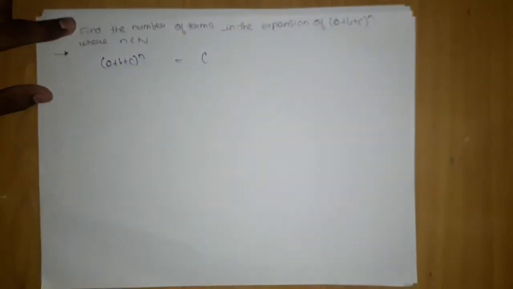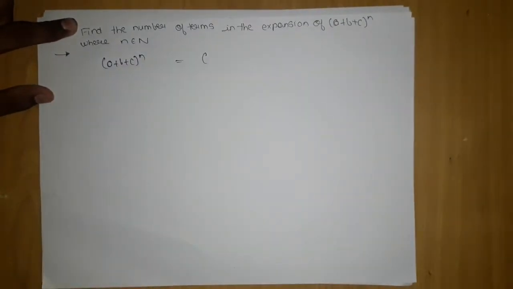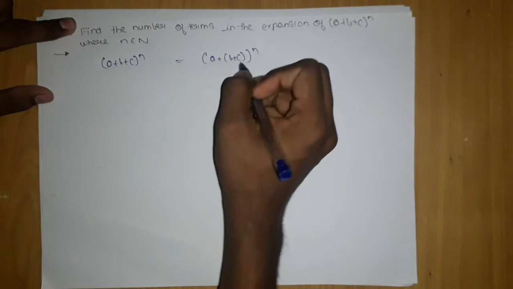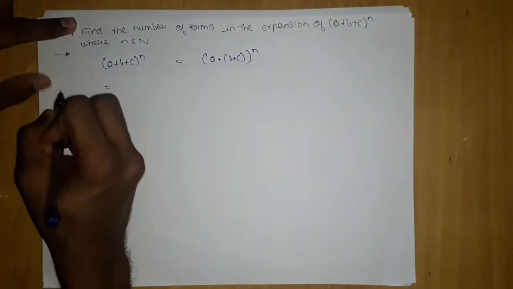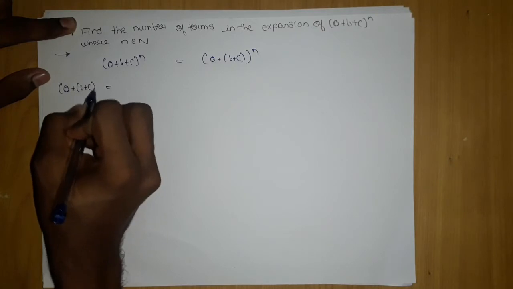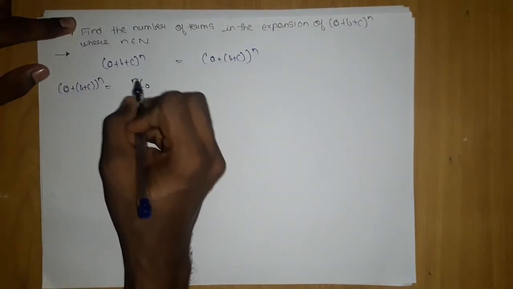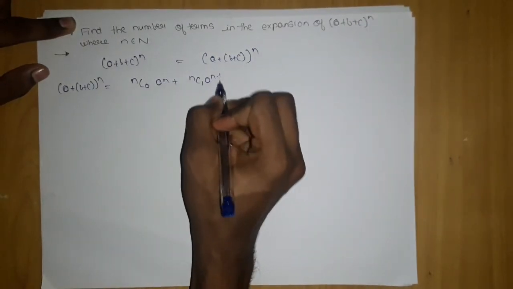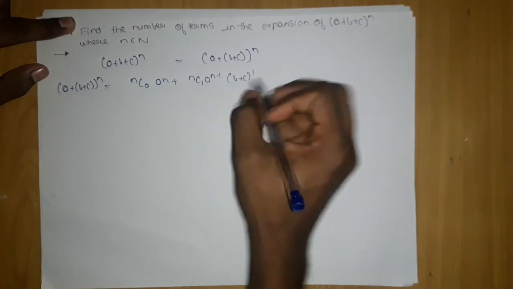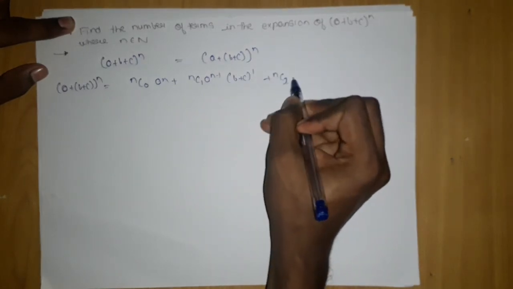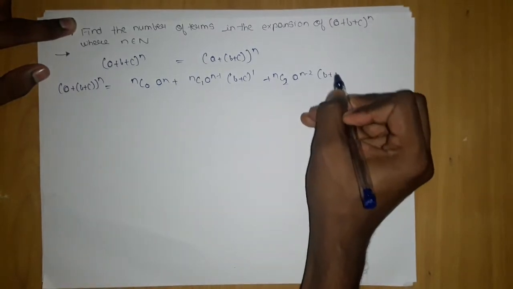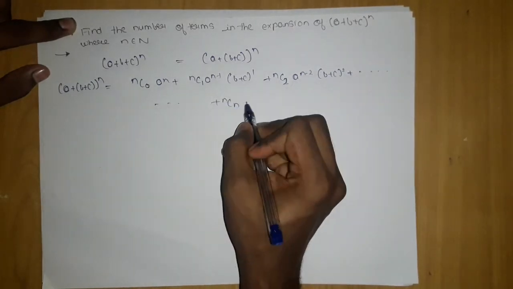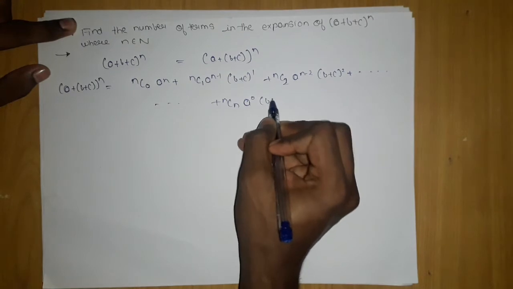Whenever they tell you to find the number of terms, always try to consider it like this: a + (b + c). What is the advantage of considering this, you will come to know. The moment you consider b + c as a single term, you will see the advantage. The first term is nC0 a^n, the second is nC1 a^(n-1) into (b + c)^1. After this nC2 a^(n-2) into (b + c)^2, and like this it will go on till you reach nCn, a^0 into (b + c)^n.